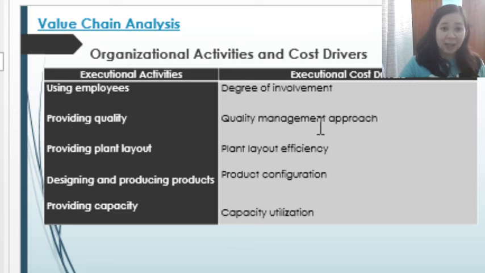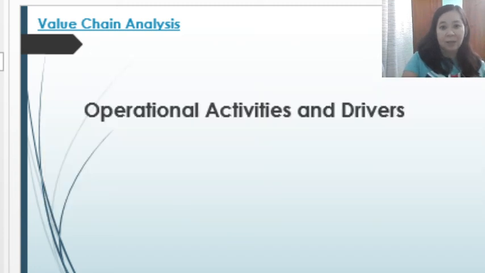Providing quality: what quality management approach do they want to use? Providing plant layout: the efficiency of that, how do you implement it? And so on. So these are the different organizational activities, structural and executional, along with their cost drivers. That's for the value chain analysis first, under the organizational activities. What about the second activity?